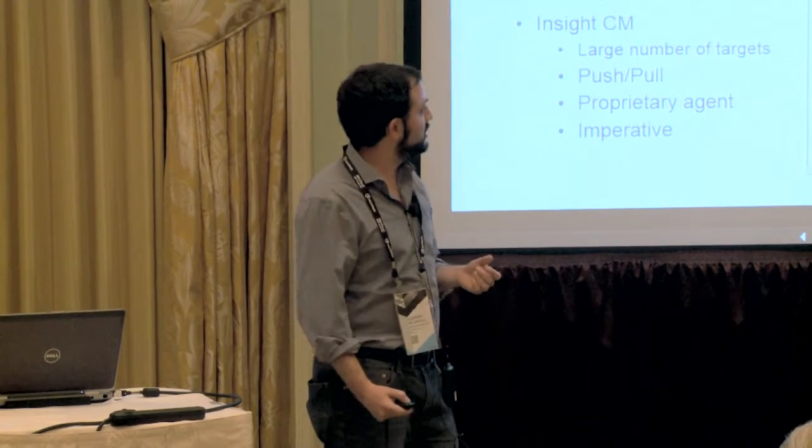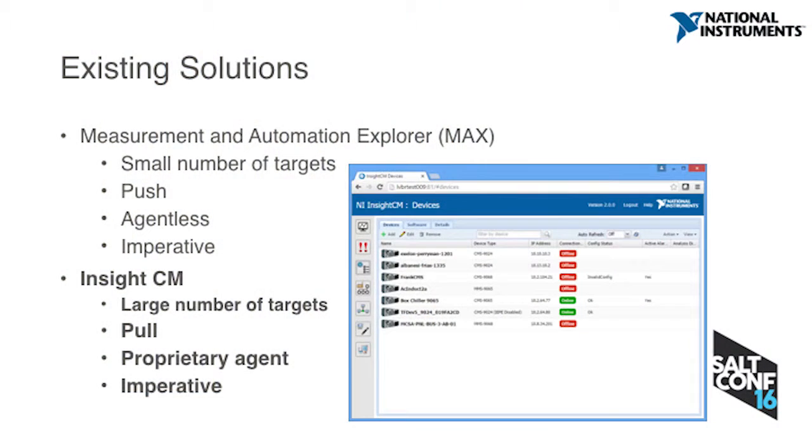For more enterprise solutions, we have InsightCM, which is closer to the model that Salt, Chef, and Puppet use, where you have an agent. This is a web page running on a server, and then you can see all your targets. And this scales. This is supposed to scale to the thousands. But it's also proprietary and imperative.